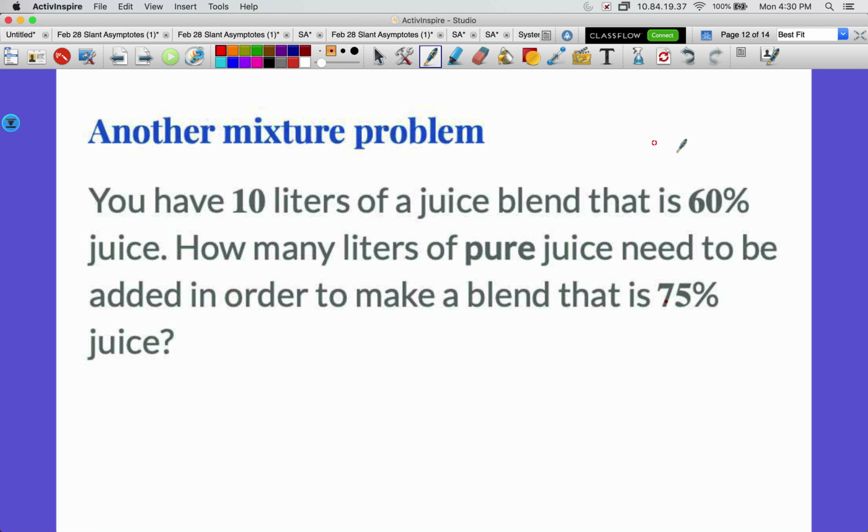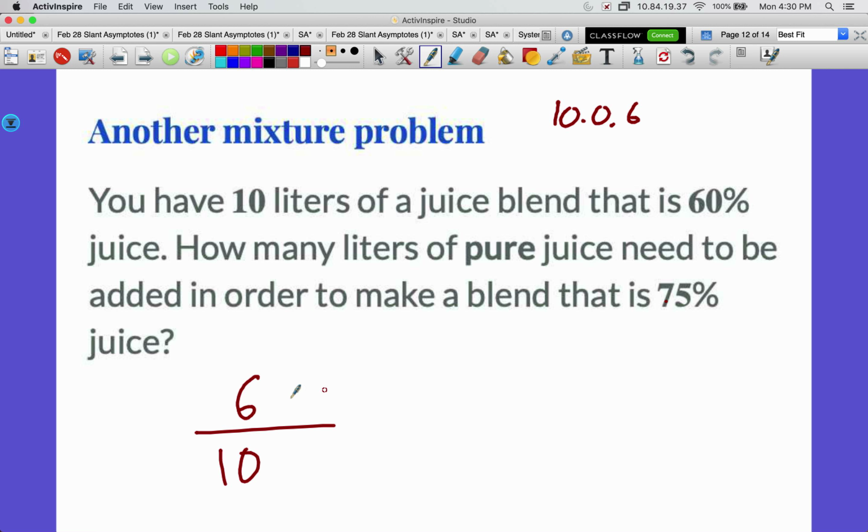I think this would be a good one to pause and embed another question for you guys to try this one on your own. All right, so 10 liters at 60% means 6 liters, just multiply those, 10 times 0.6 of pure juice.